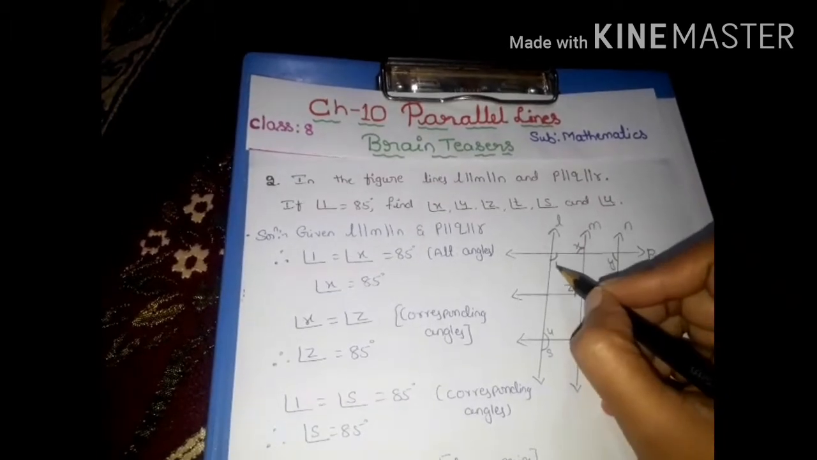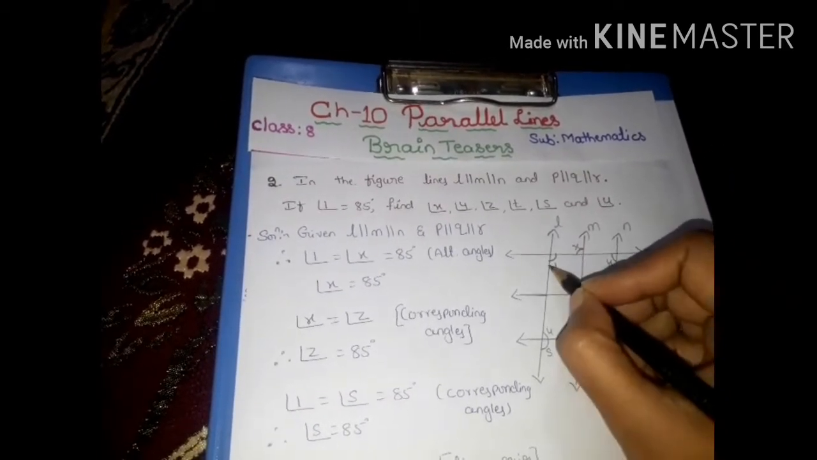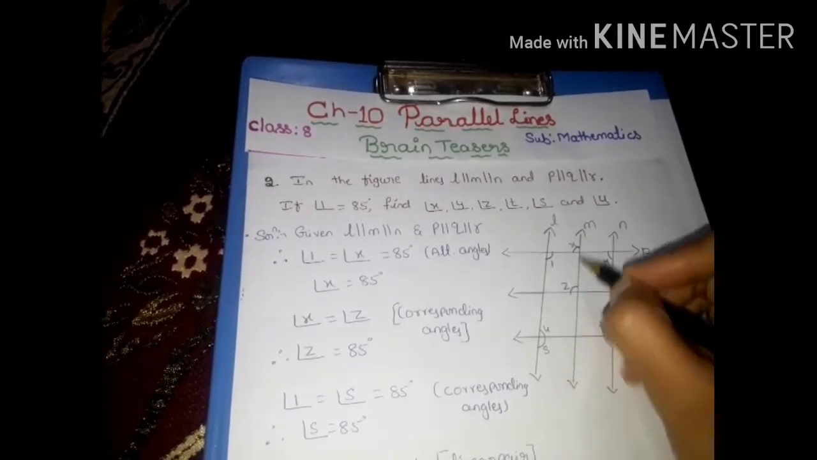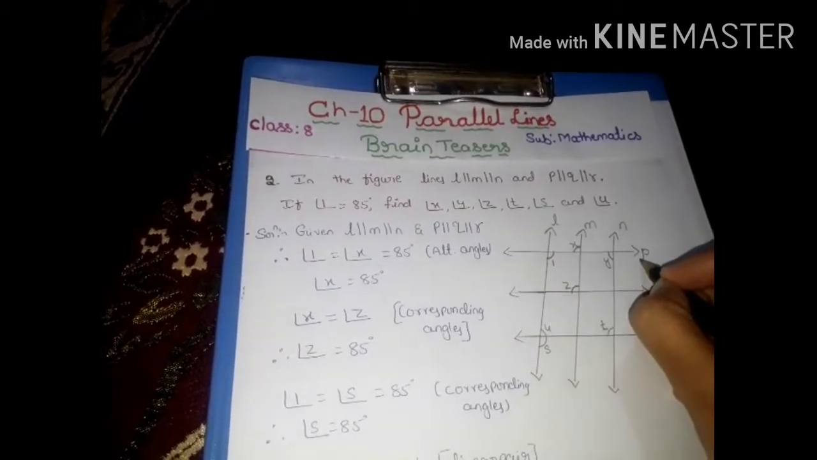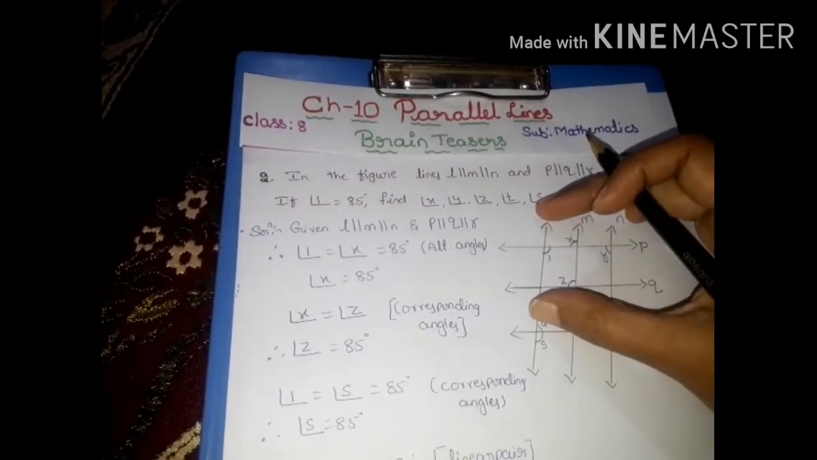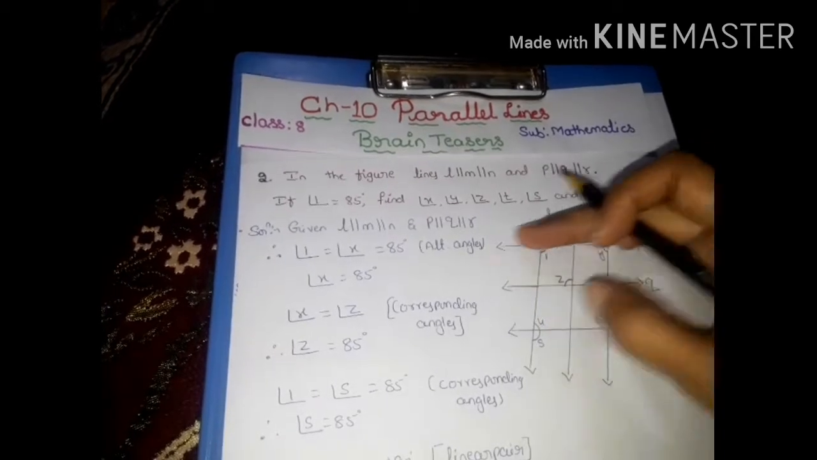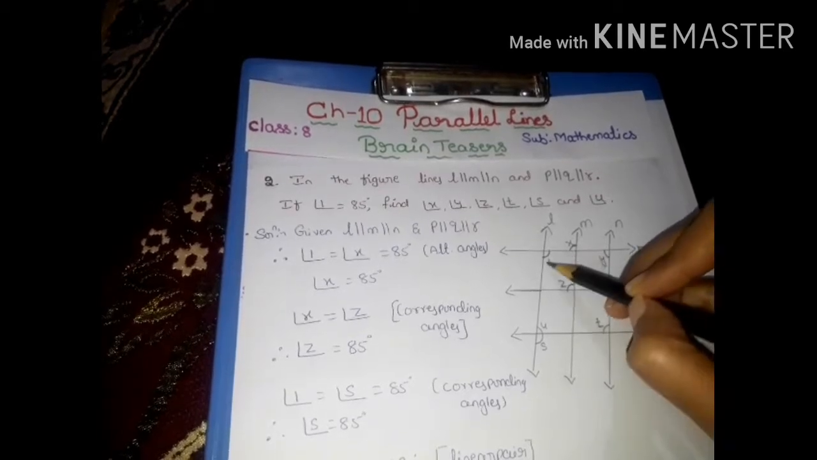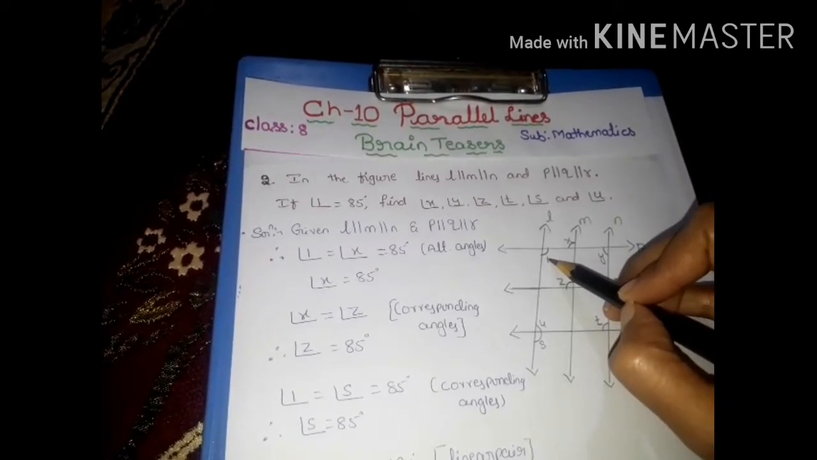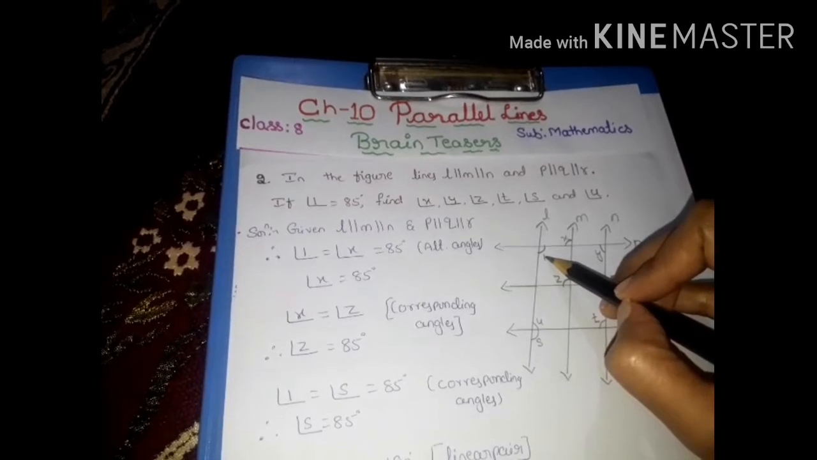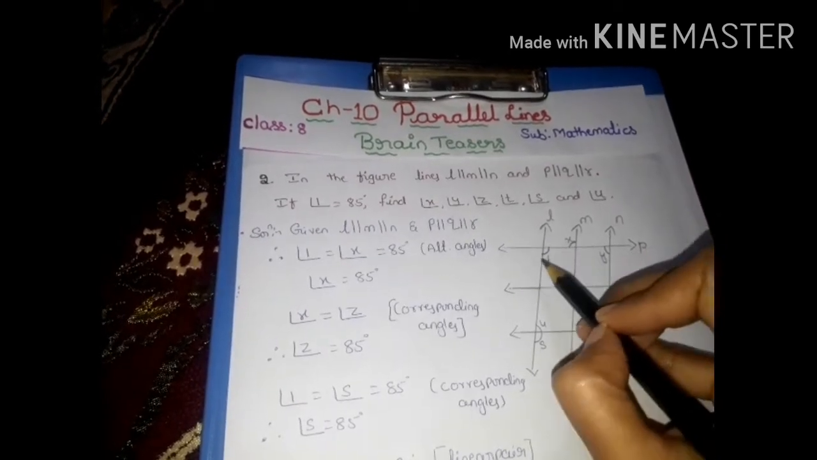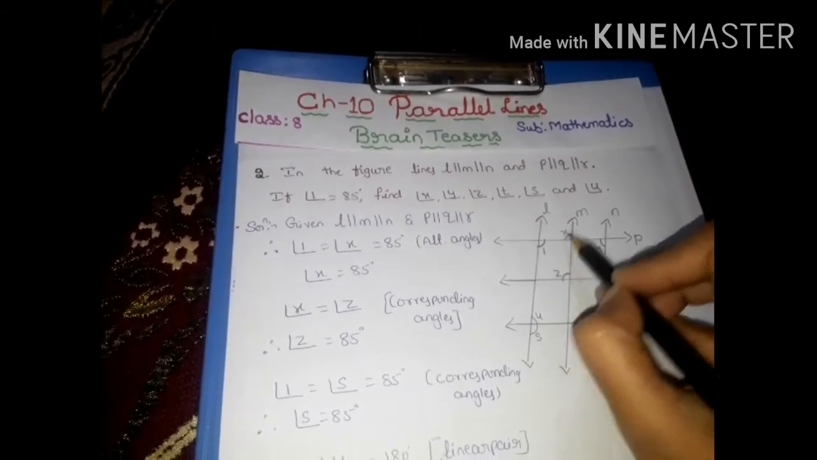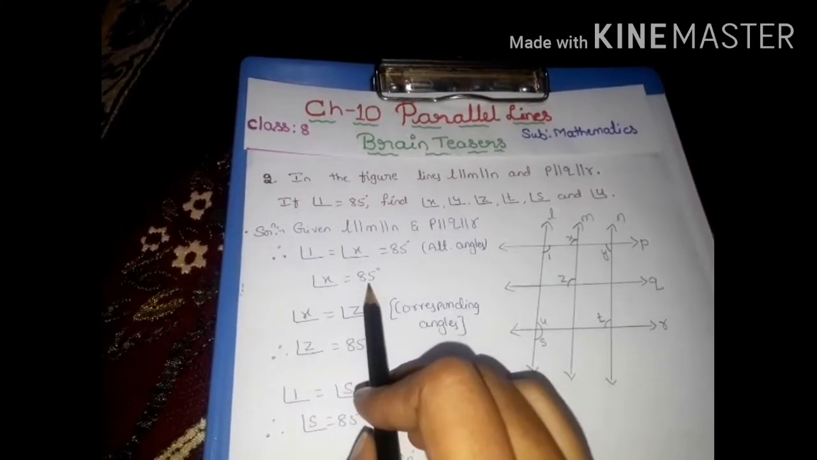Now, angle 1 and angle X are alternate interior angles when L is parallel to M and P acts as a transversal. Here, consider L parallel to M and P is the transversal. Then angle 1 and angle X are alternate interior angles. We already know that alternate interior angles are equal in parallel lines. Angle 1 is already given as 85 degrees, so angle X is also 85 degrees.